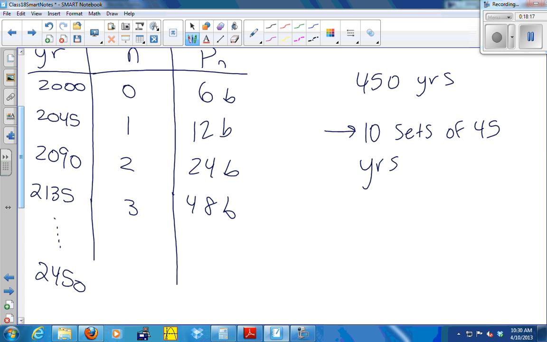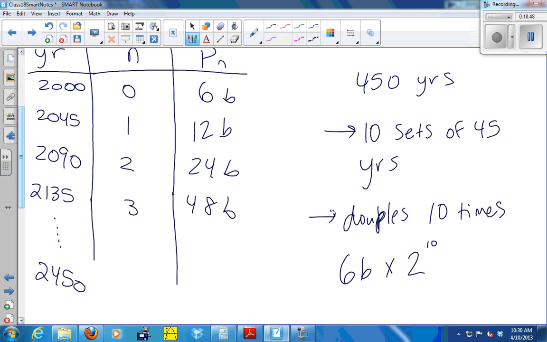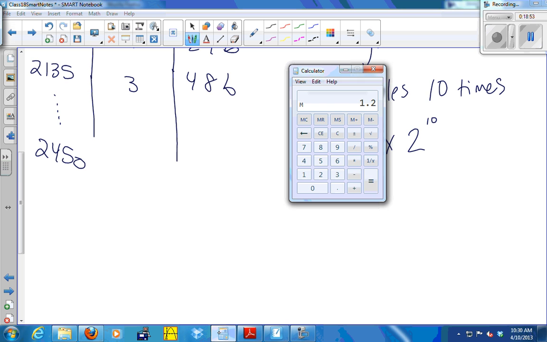How do you figure out how many sets of 45 there are in 450? Divide. 450 divided by 45, you get the 10 sets. So that means you're going to double 10 times. The population doubles 10 times. So I'm taking 6 billion and multiplying by 2 times 2 times 2 times 2 times 2, 10 times, which I could write as times 2 to the 10th. So 6 billion times 2 to the 10th.